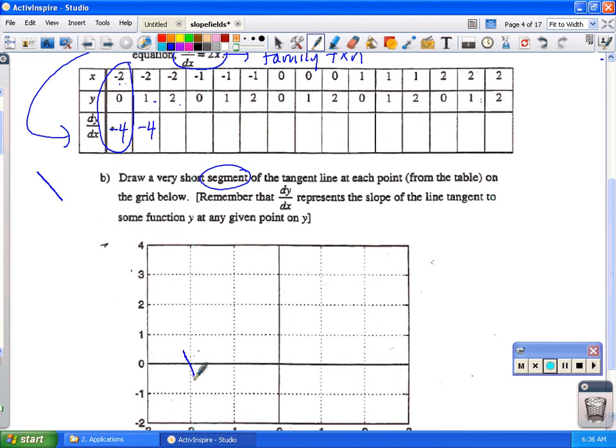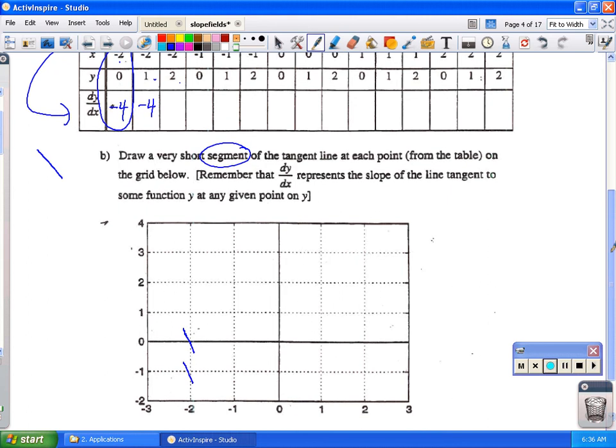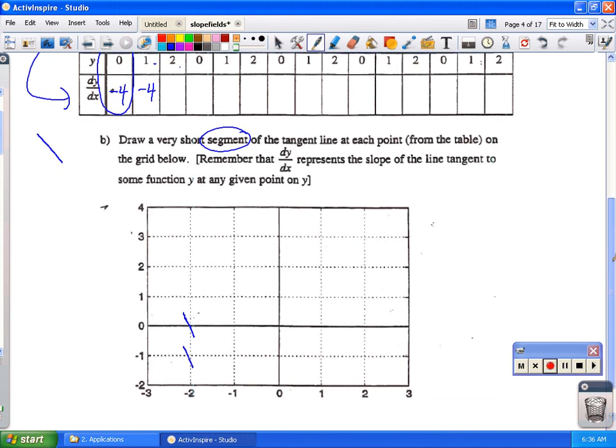And then I'll go to (-2, -1), and I'll put another little tiny tangent segment. Not a tangent line, but a tangent segment, so that those segments are parallel to each other. After you put all of these segments on your graph, you should begin to see some of the members of the family that have this derivative. So pause the video and finish your slope field, because this is what you're doing. You're creating a slope field.